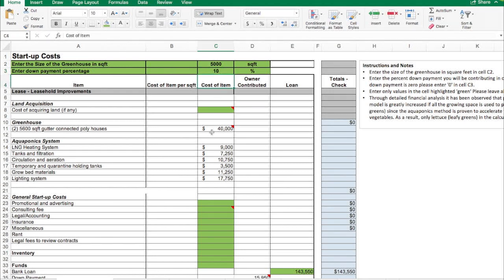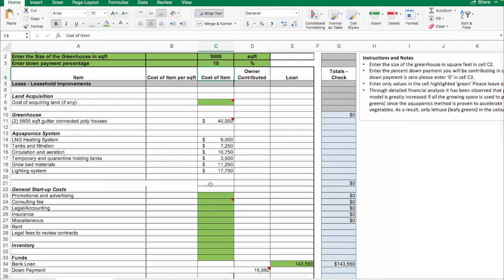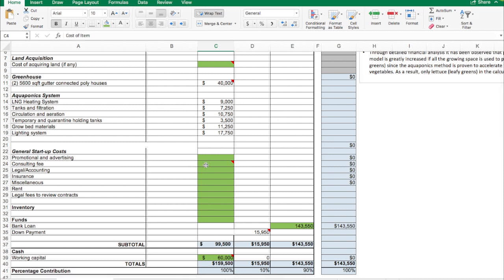All right, guys. The next thing is I've divided it into several different categories. If you're buying a piece of land, then you want to put the amount of money that you're going to put into acquiring that land. Then general startup cost is going to be several different factors, but traditionally these are the things that you're going to see: promotional and advertising. This is going to be your upfront marketing fee, your consulting fee, your legal and accounting fee to set up the business, the permits, some lease work, or many of the other things that are going to require legal fees.